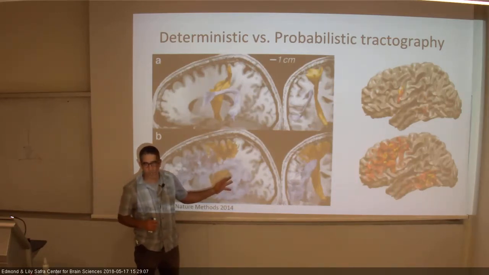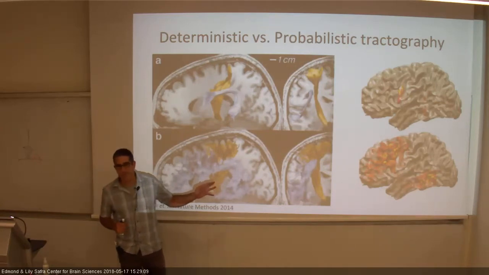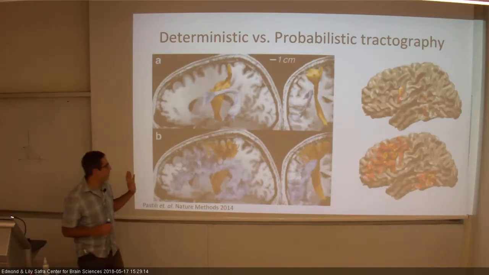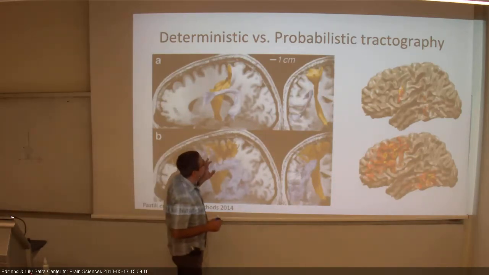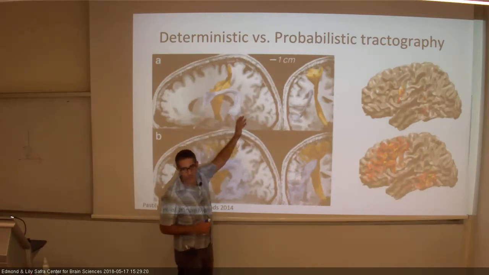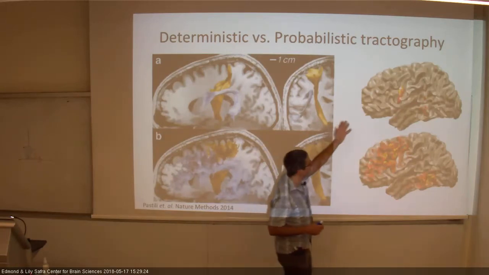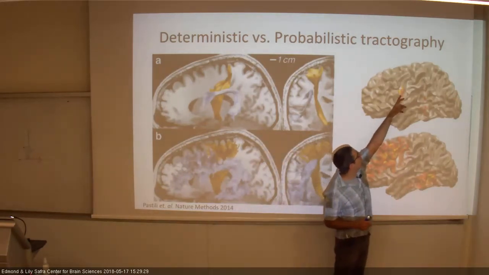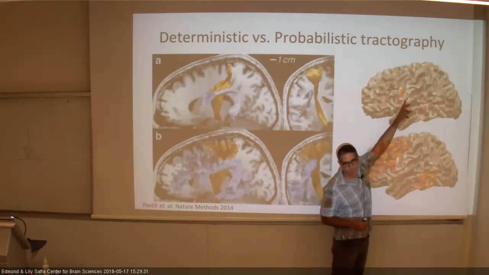Arcuate fasciculus, anyone heard about this track? Yeah, that's the connection between Wernicke and Broca. Super important track. With this, on one hand we can identify it. On the other hand, we change the algorithm, and we get very different results. In this case, it actually never reached Broca. It stopped just before, in the motor cortex.